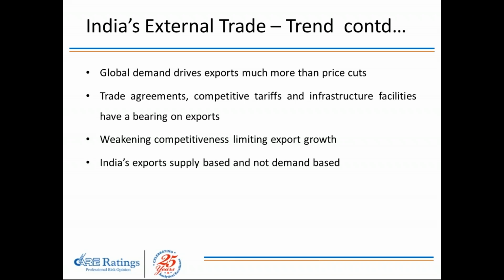India's weakening competitiveness is also limiting its export growth. A key feature of India's exports is that it is supply-based and not demand-based.